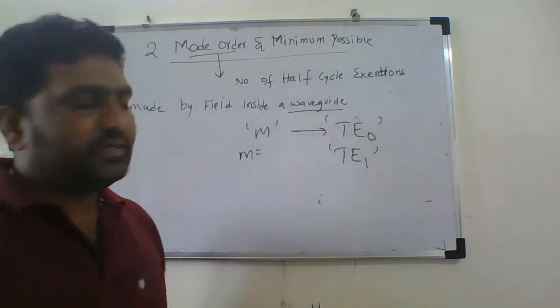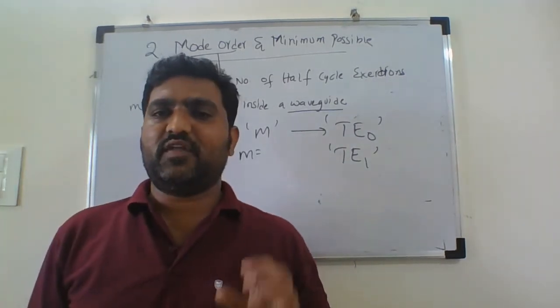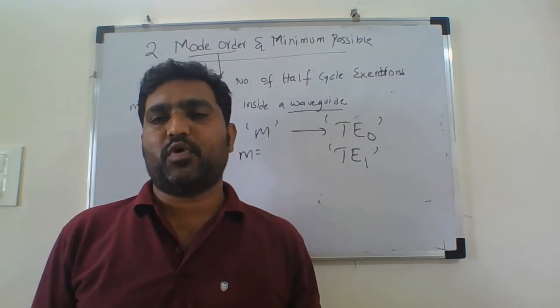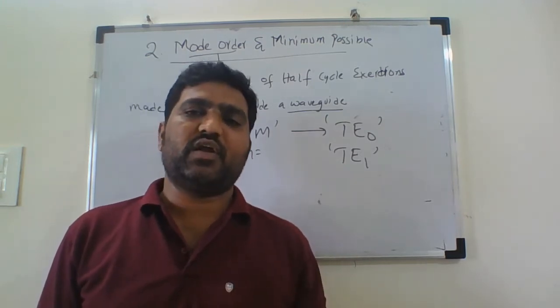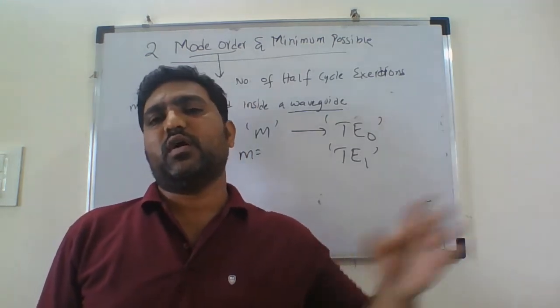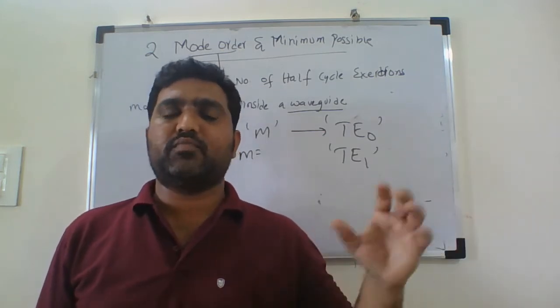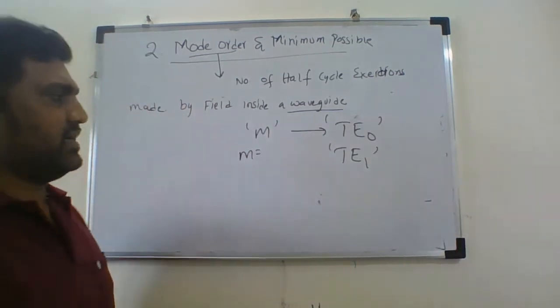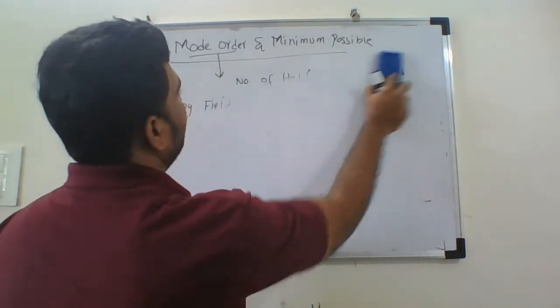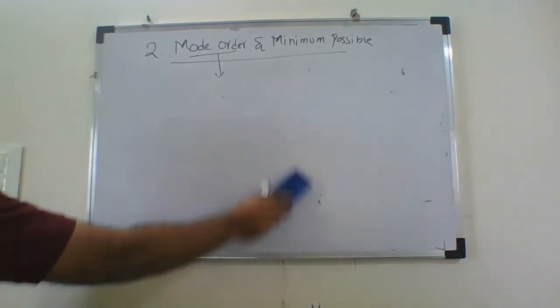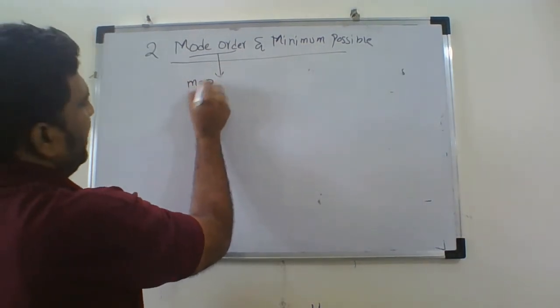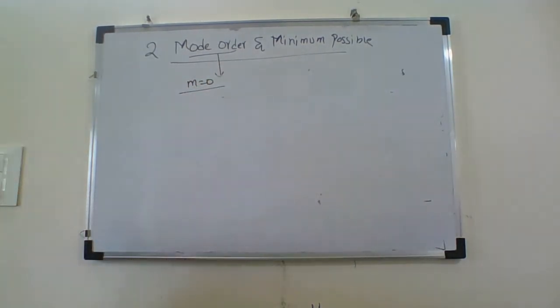Now, for every waveguide there will be one lowest order mode that will be supported by this waveguide, and beyond this lowest order, all the other higher modes will be supported. So in case of a TE wave, what is that minimum order? Let us verify. Because m is an integer, the minimum possible value of m is 0. So m is equal to 0.